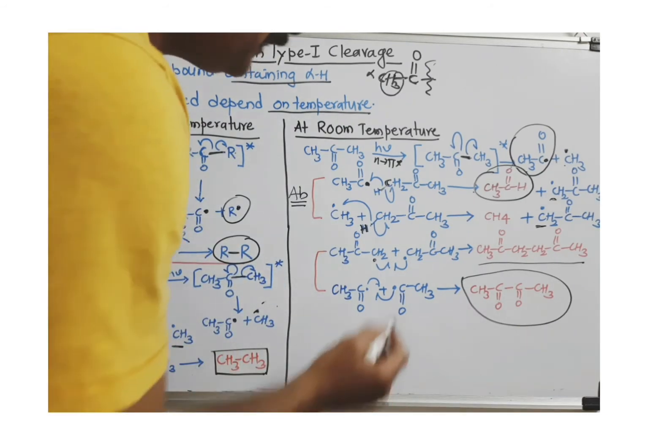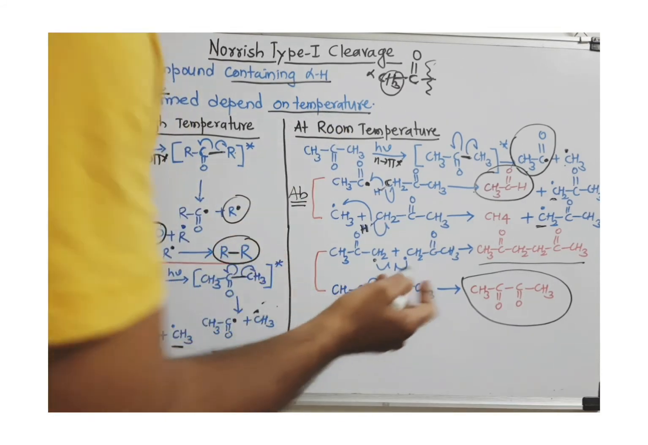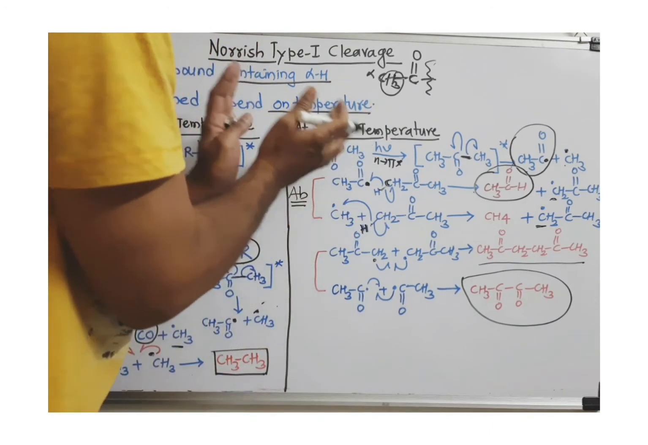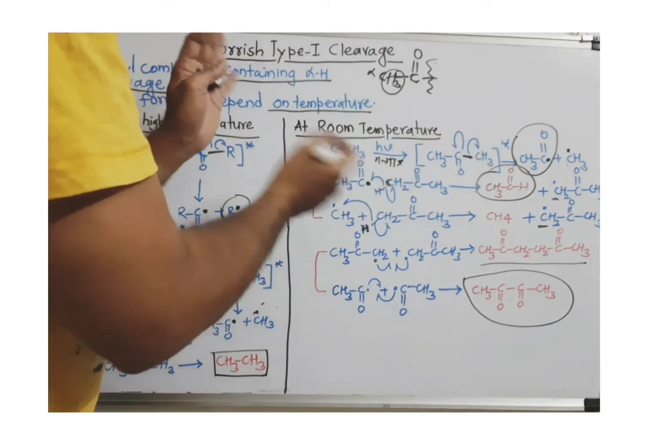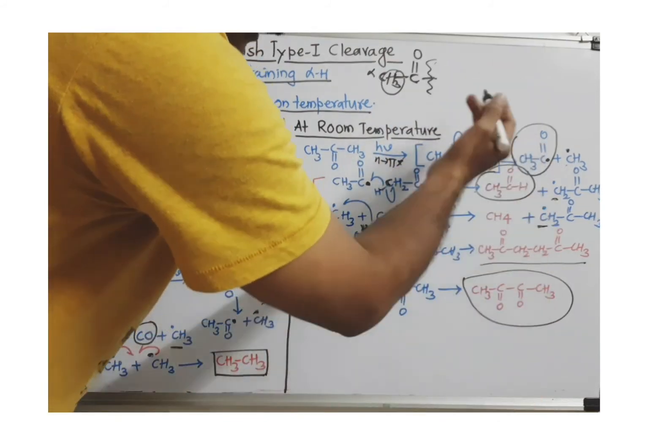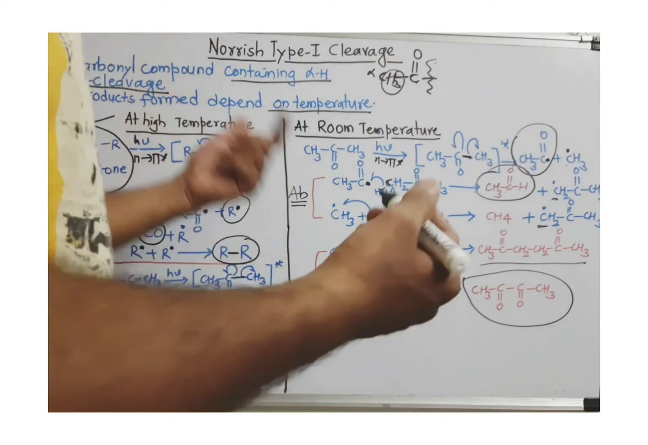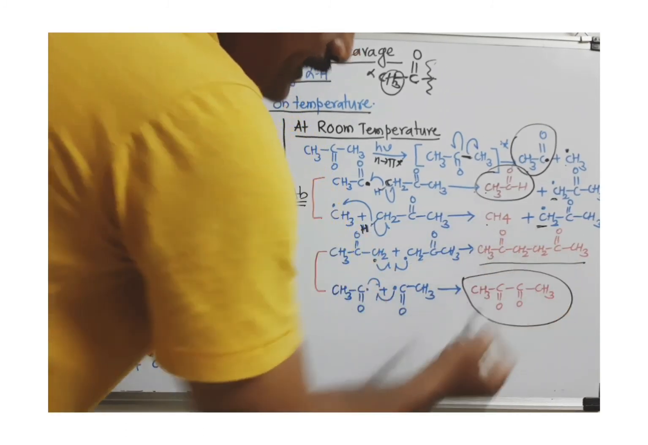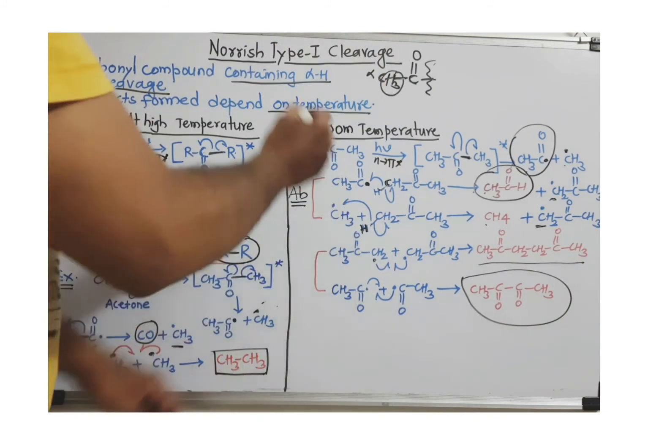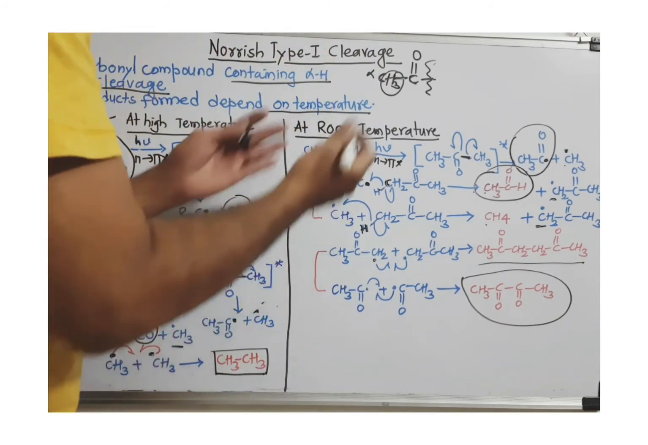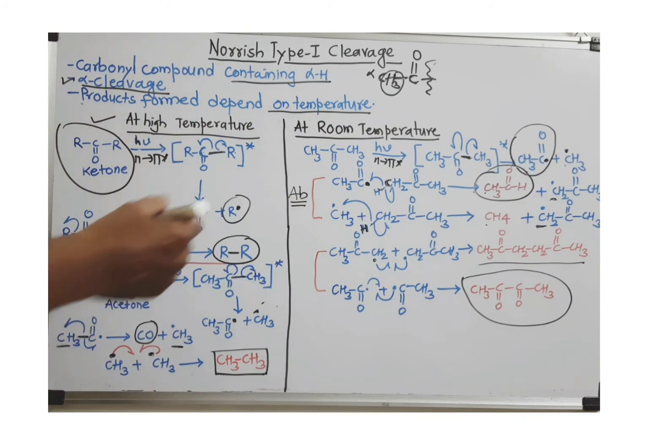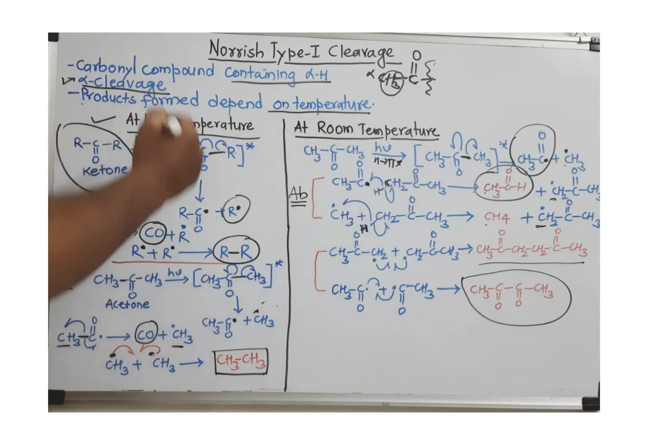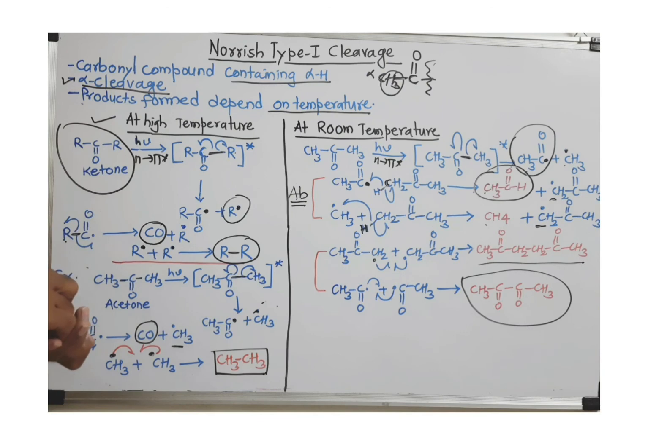So in this reaction condition, that means at room temperature, you get four different products for this simple ketone. If the ketone is complicated, a mixed type of ketone, then you will get different products, so that may not be useful. Here you get an aldehyde, one methane and two diketones. So a mixture of products is formed in Norrish type 1 cleavage if you perform the reaction at room temperature, and the products are somehow less complicated if you perform the reaction at high temperature. Thank you so much.